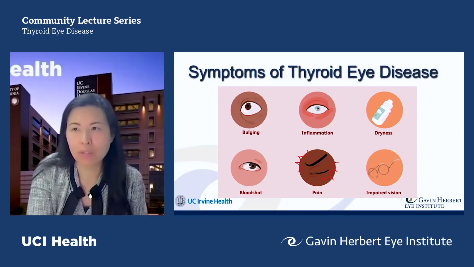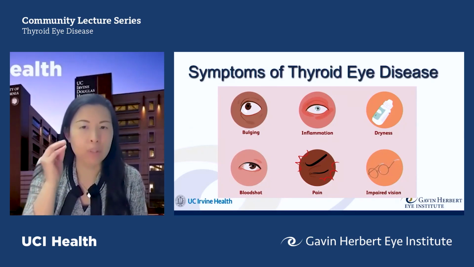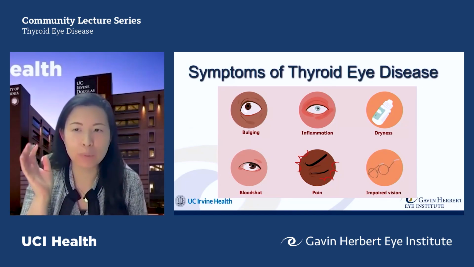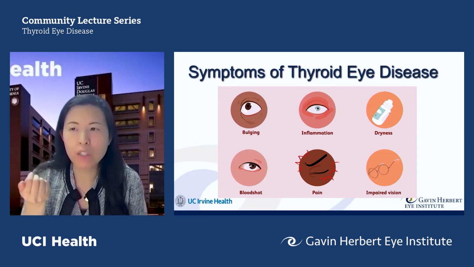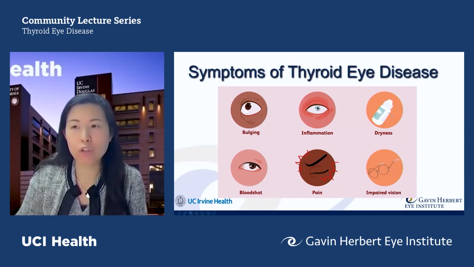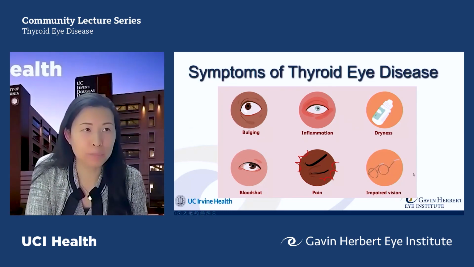What are the symptoms of thyroid eye disease? Well, that bulging appearance of the eye where the eyeball is sticking out of the eye socket, that's pretty typical. You can also have inflammation of the eyelids, and we'll talk much more in my lecture today about dry eye that's caused by thyroid eye disease. You can have red or bloodshot eyes. The eyes can be painful, and in severe cases, we do get impaired vision from multiple causes.